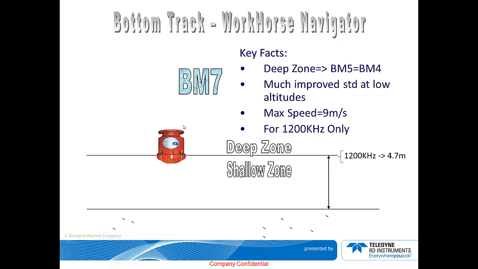And just like bottom mode 5, with bottom mode 7, the DVL switches to a different processing strategy once it reaches the shallow zone. It uses both single pulse correlation and pulse-to-pulse correlation. With this type of processing, the DVL is able to obtain more accurate and quieter measurements at lower altitudes. The only drawback to bottom mode 7 is that it is only available in the 1200 kHz Navigator system and that the platform speed is limited to only 9 meters per second.